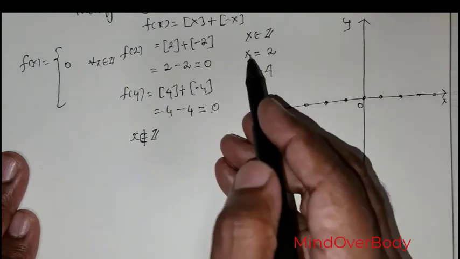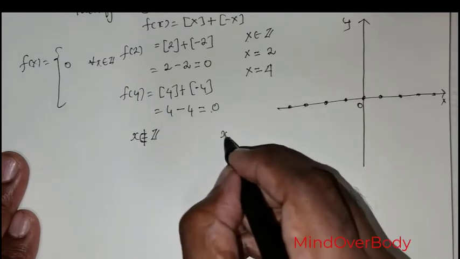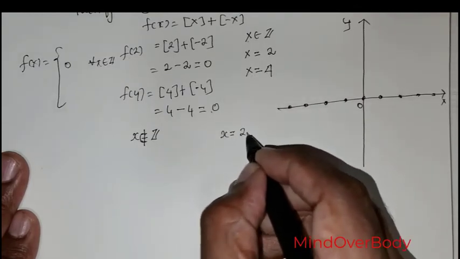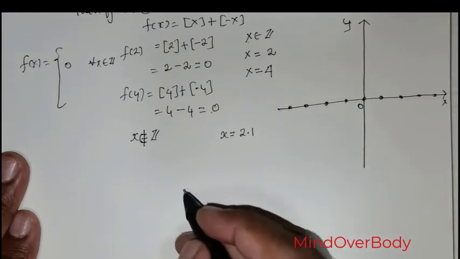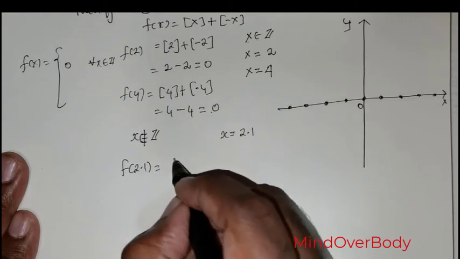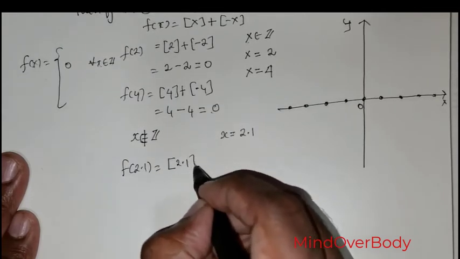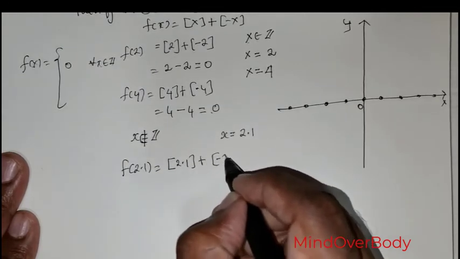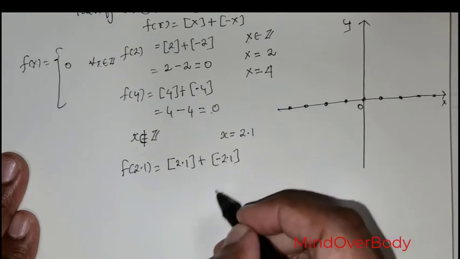Say for example, in this case I started with 2. What would be the situation if I were to take x is equal to 2.1? So let me try that down. So f of 2.1 is equal to greatest integer of 2.1 positive greatest integer of negative 2.1.